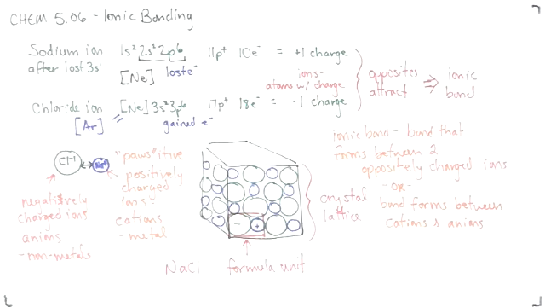It's also what gives rise to the properties we talked about in the last video, like brittleness and high melting point. All right, so that's everything you need to know for this chapter about ionic bonding.